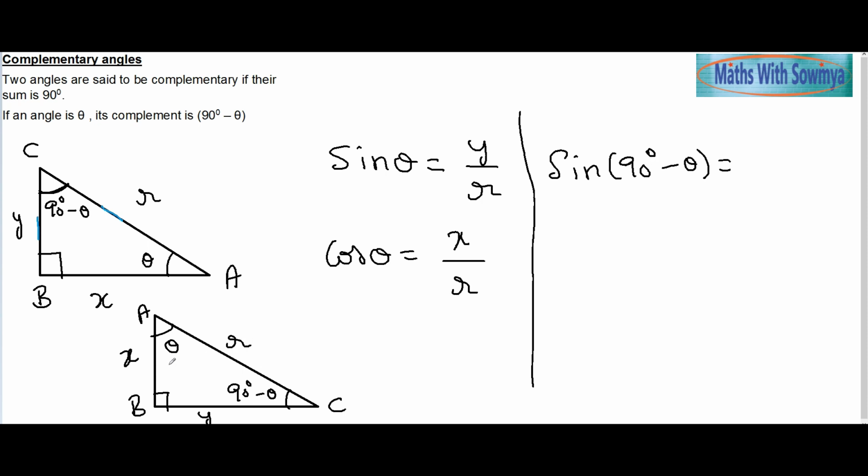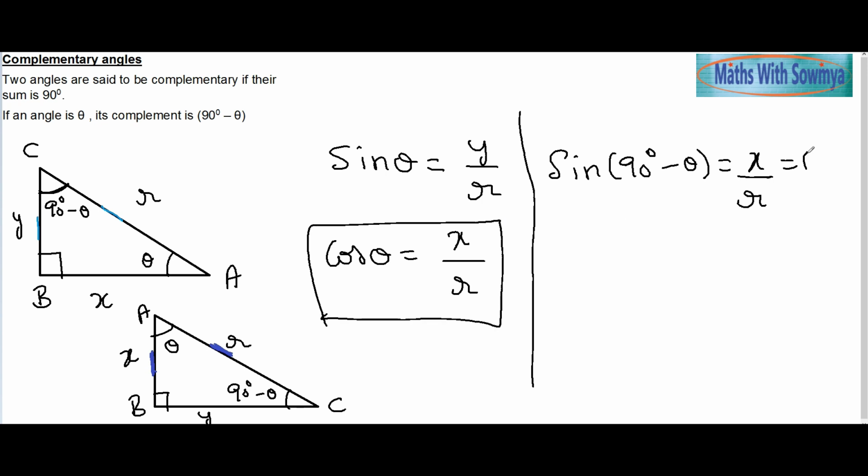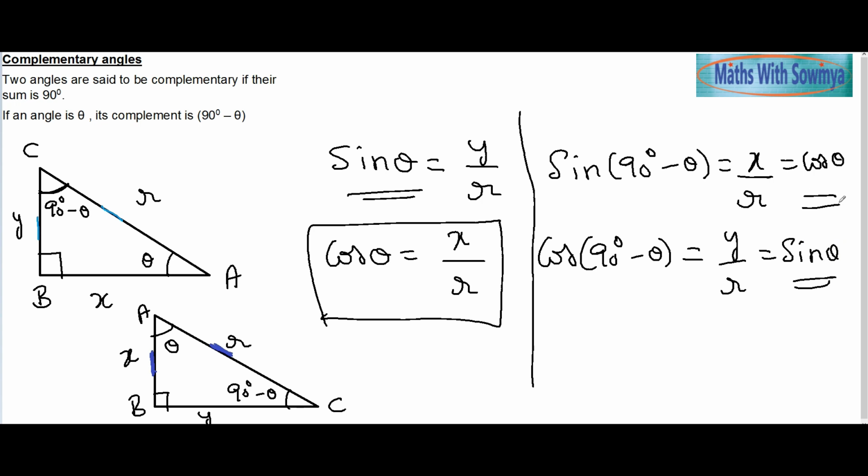What is sin of 90 degrees minus theta? Perpendicular by hypotenuse. This is perpendicular and this is hypotenuse, which is x by r. What is x by r? Cos theta. So sine of 90 degrees minus theta gives cos theta. Similarly, cos of 90 degrees minus theta is base by hypotenuse, y by r, which is sin theta. Hence we got the answer we stated in the beginning. These are the formulas which we need to remember.